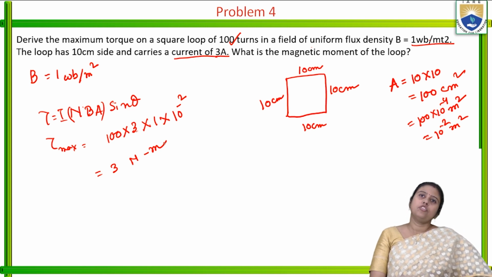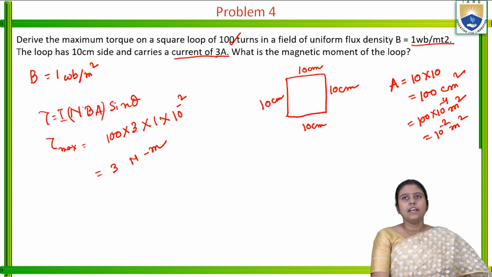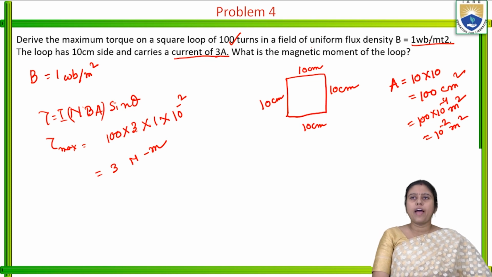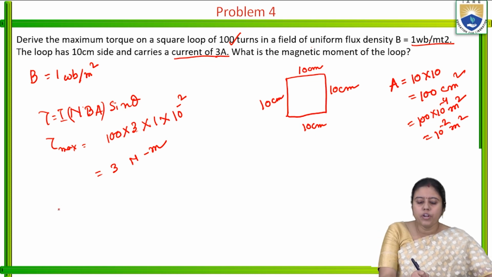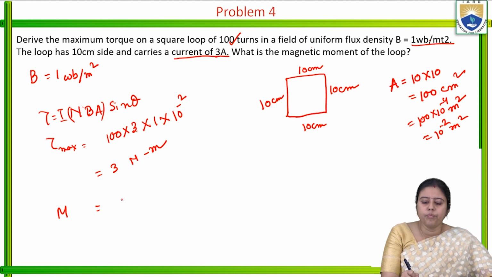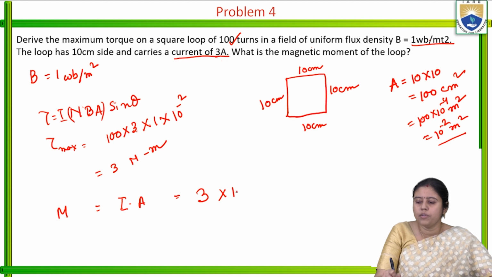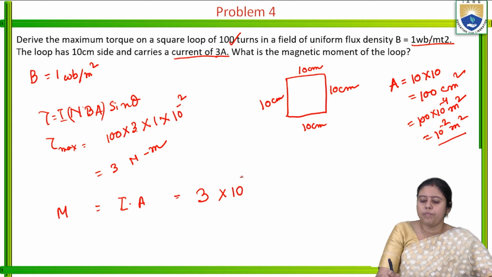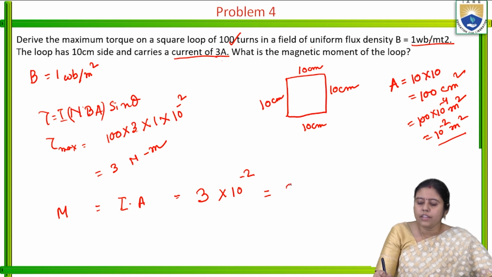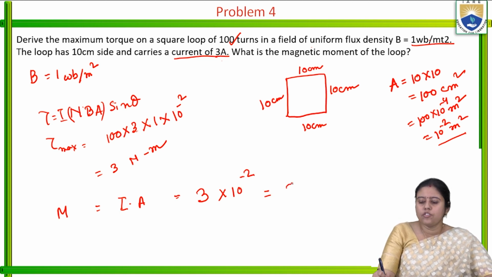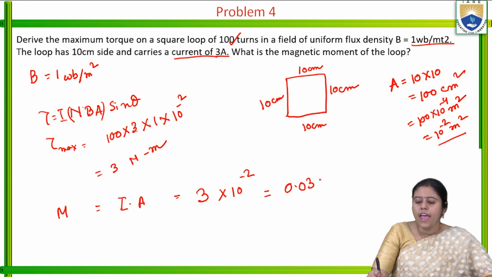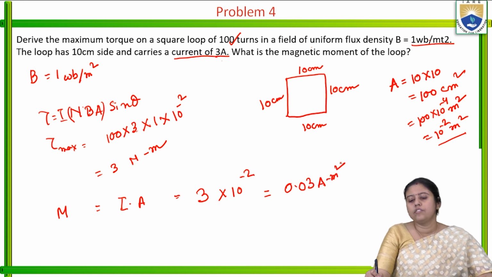The value of the torque will come in as 3 Newton meter. What is the magnetic moment of the loop? We know the magnetic moment of the loop is I into A. So what is the value of I? The I value is 3. What is the magnetic moment? The A value is 10 to the power minus 2. So this value will come as 3 into 10 to the power minus 2, or 0.03 ampere meter square.